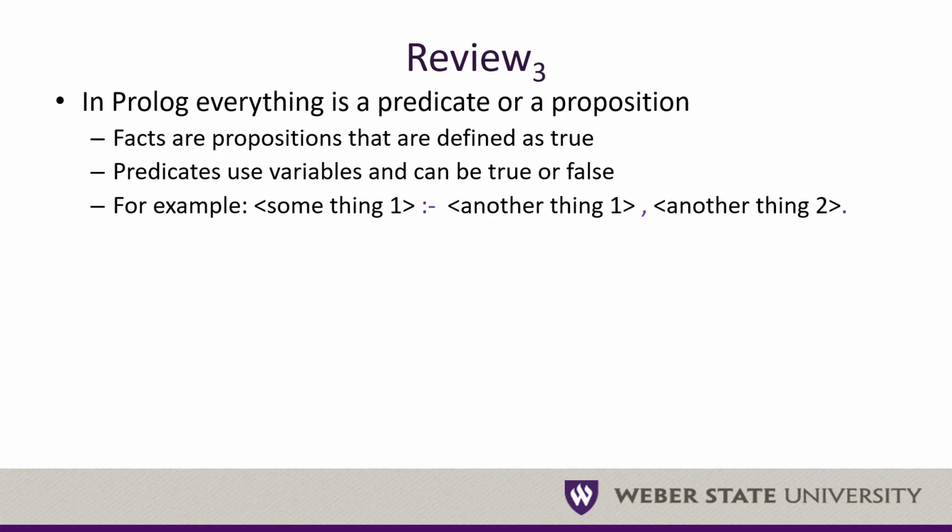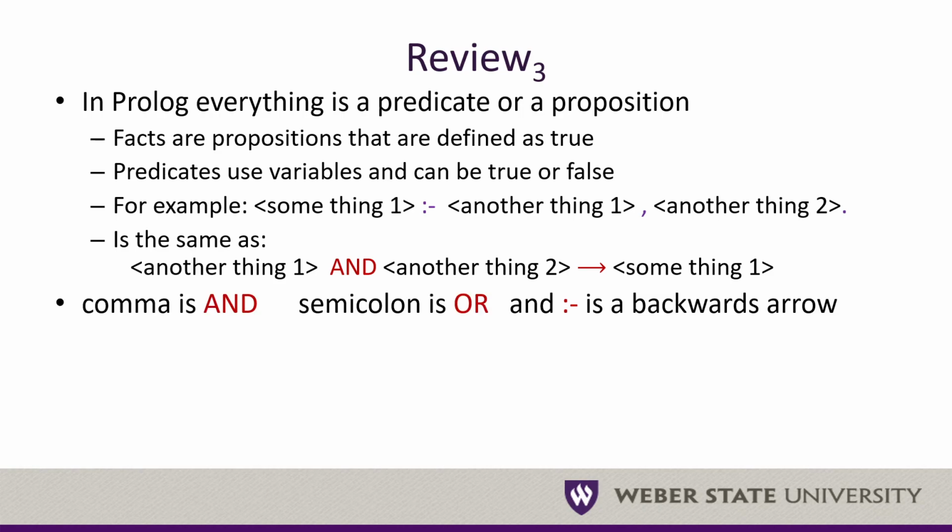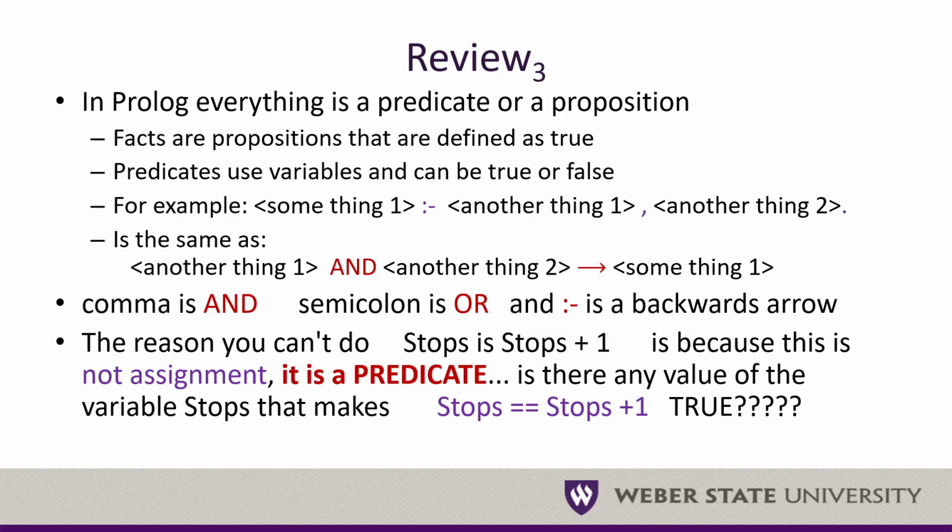Yep, wrong arrow. The keyboard's different on this, so I had to go out and get a numeric keypad to do some things. But what this is saying is that another thing one and another thing two imply something. That is the equivalent expression of this. That colon minus is simply the implication operator, or the conditional operator, backwards. So that is all that anything in Prolog is. It's either a proposition or a predicate that uses conditional statements. Comma is an and, semicolon is an or, and a colon minus is a backwards arrow.